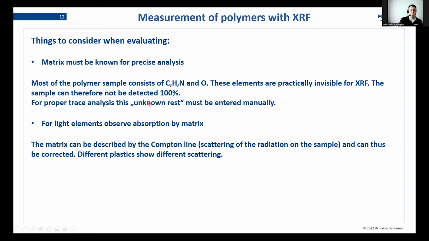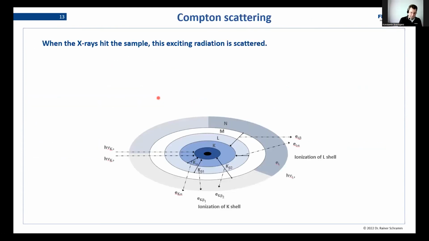So we have an unknown rest that has a big effect on our analytical situation, and especially for light elements, we also have to observe the absorption of our matrix. So how do we deal with this? There are a few things. One way is to simply enter it manually if we get the information from another source. But there is also something in X-ray, an effect basically, that can help, and that's the Compton scattering.